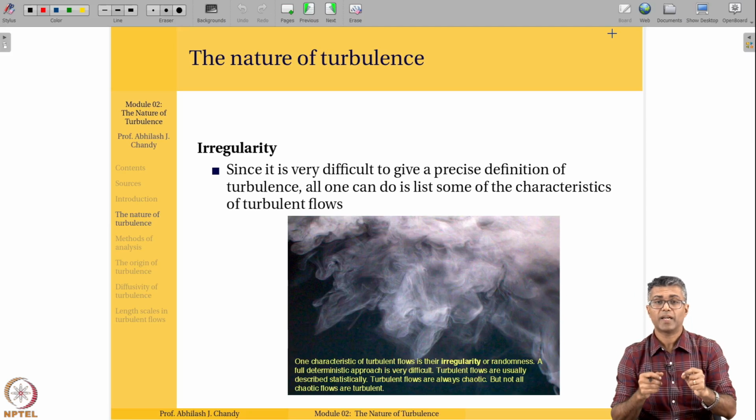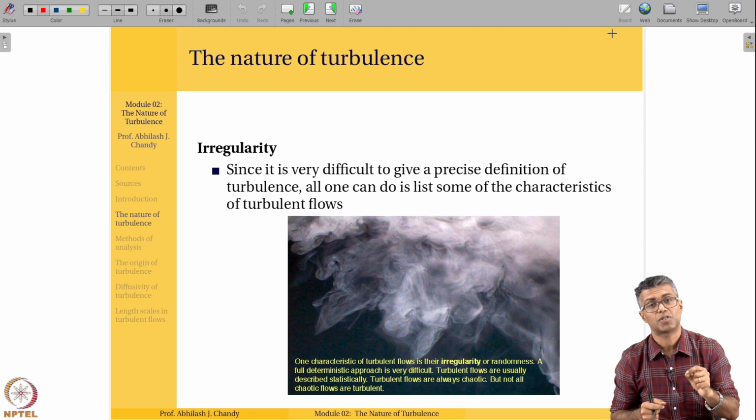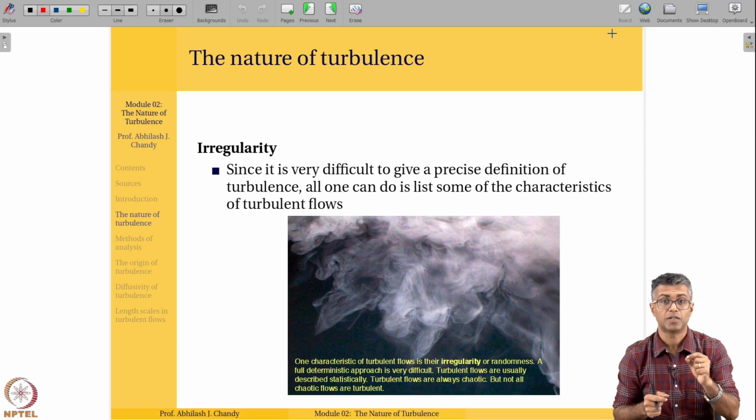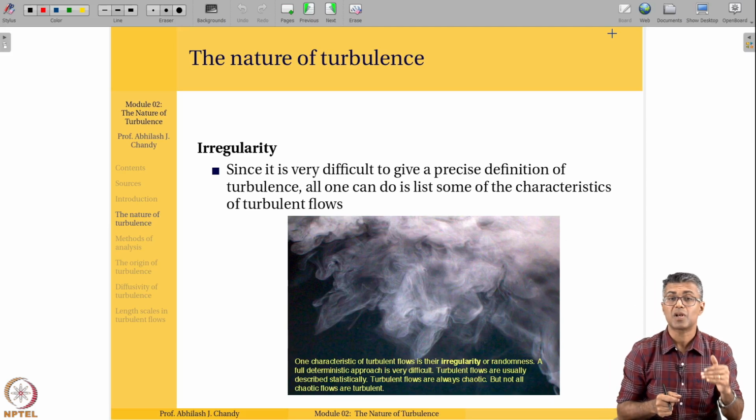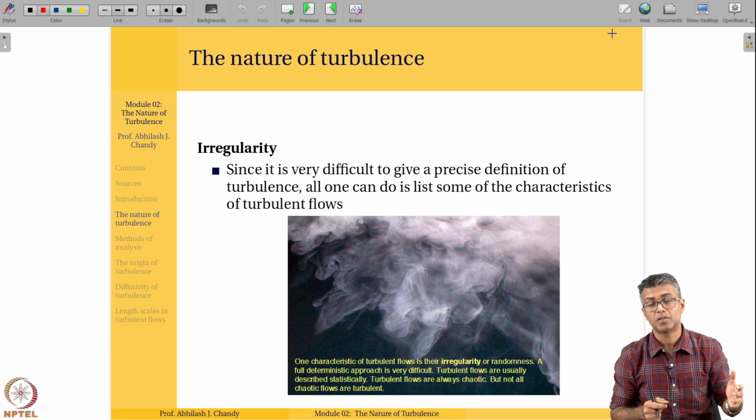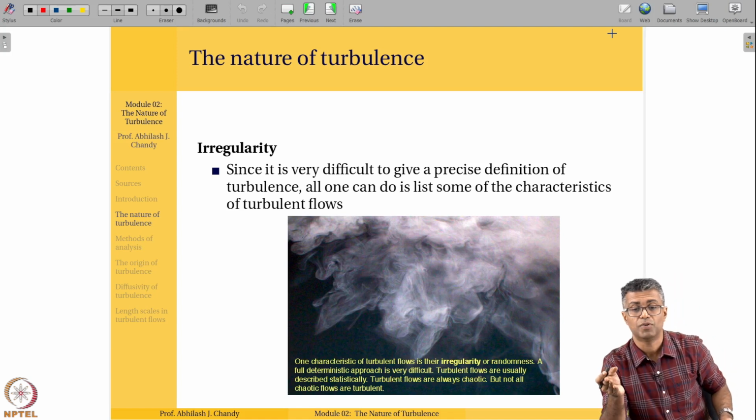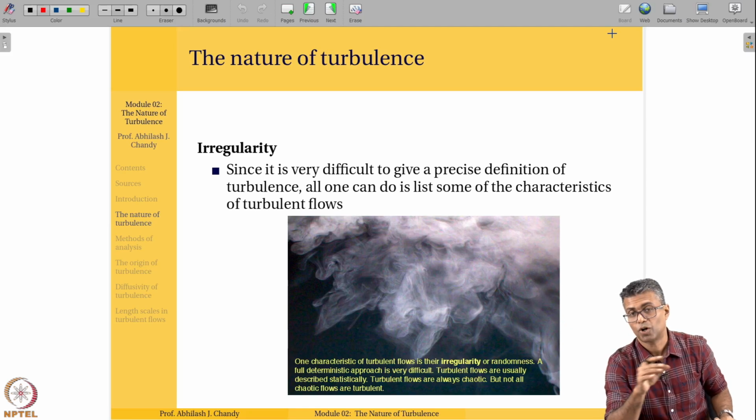And that is why they are arguing that the deterministic approach is difficult. Because if flow is supposedly random, then how can a deterministic approach describe the flow? Correct? So turbulent flows, according to them, are always chaotic. But again, not all chaotic flows are turbulent. So that understanding was there.